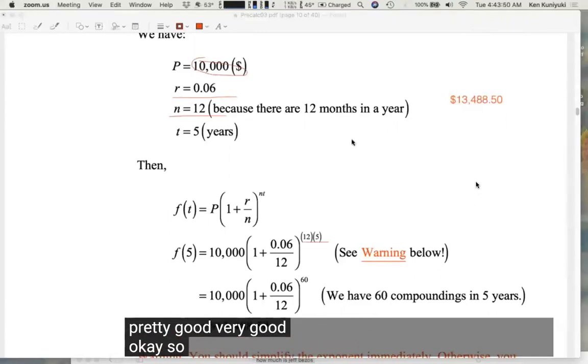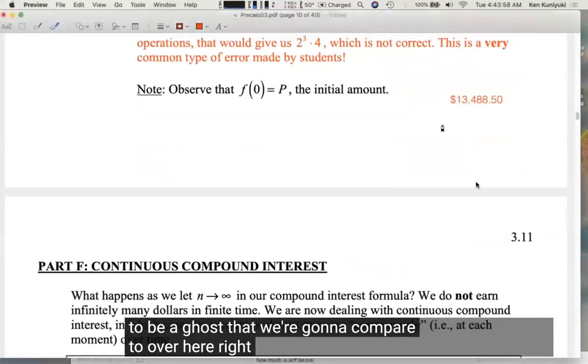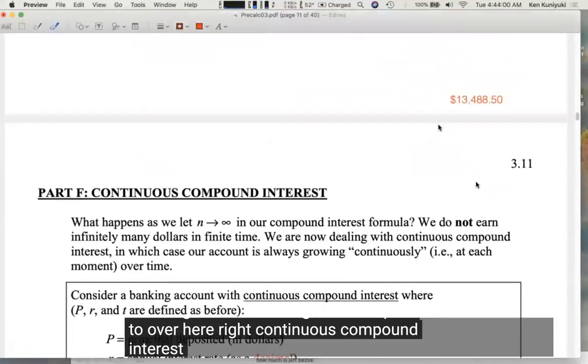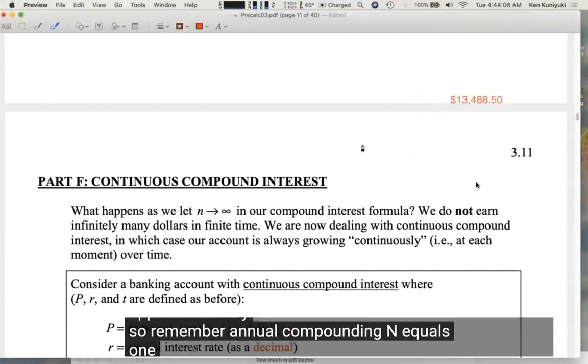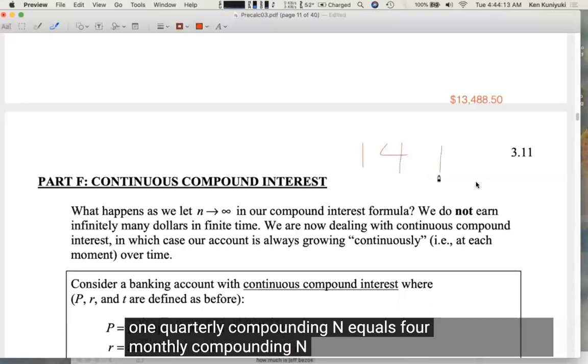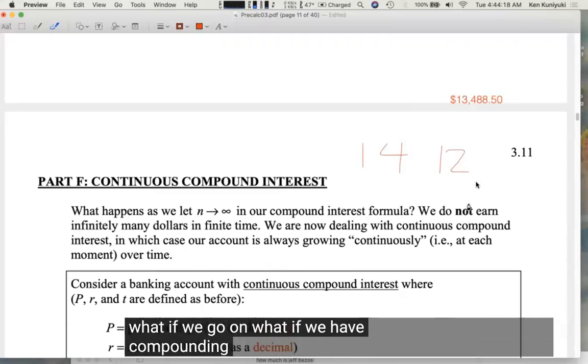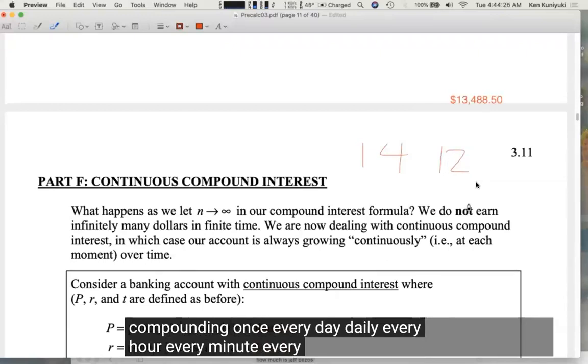Okay. So now, moving on. See, this is going to be a ghost that we're going to compare to over here. Right? Continuous compound interest. What happens if we let n approach infinity? So remember, annual compounding, n equals 1. Quarterly compounding, n equals 4. Monthly compounding, n equals 12. Now, what if we go on? What if we have compounding once every day, daily, every hour, every minute, every second?